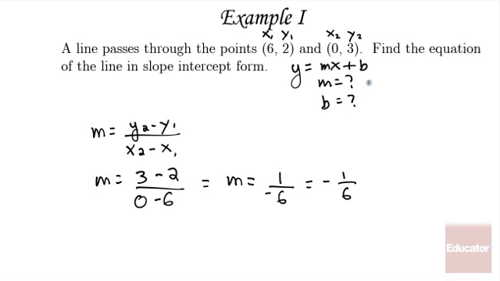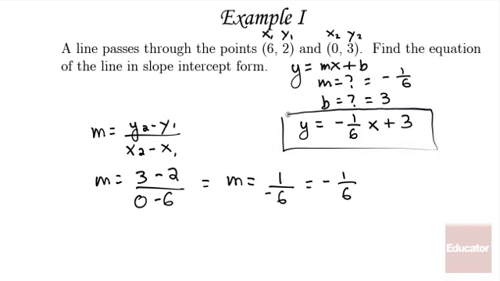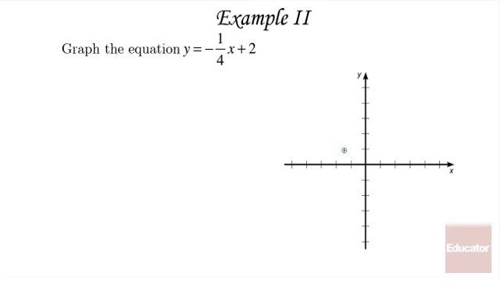So I know that b is actually equal to 3, and I figured out that m is equal to negative 1/6. With these two pieces of information, I can go ahead and write this equation as y equals negative 1/6 x plus 3. So as this asked, we found the equation of the line that passes through these points in slope-intercept form. Next, we'll do some graphing.